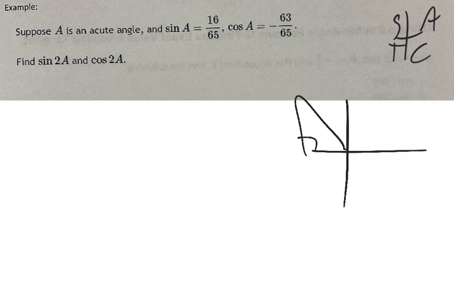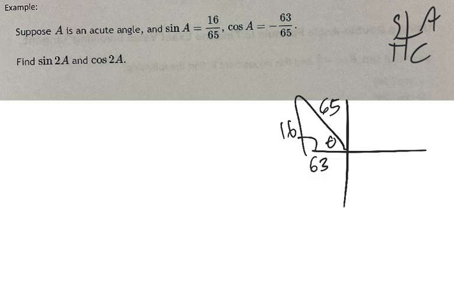Can I fill out my triangle? Well, the opposite is 16. The adjacent is 63. The hypotenuse is 65. This is the old 16, 63, 65 Pythagorean triple. I did not have that one. I don't have that one either. But luckily I didn't have to. They just gave it to me. So thank them so much.